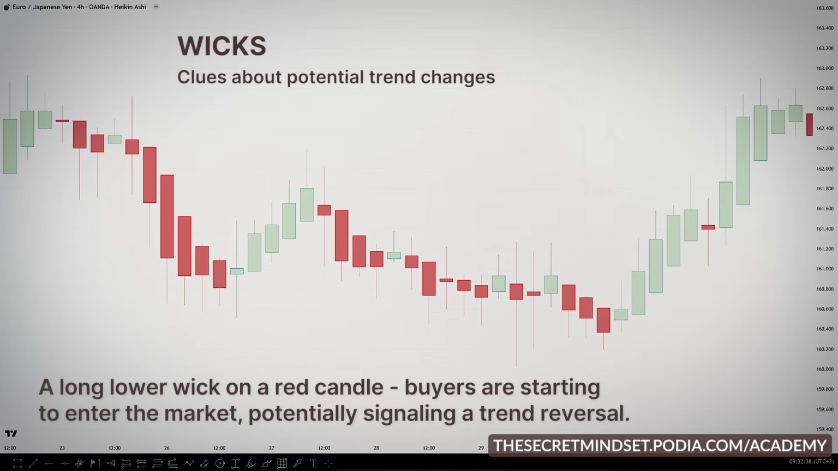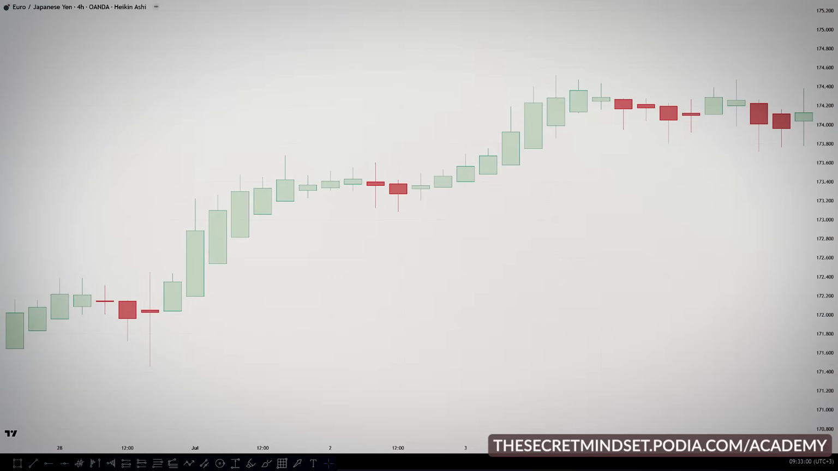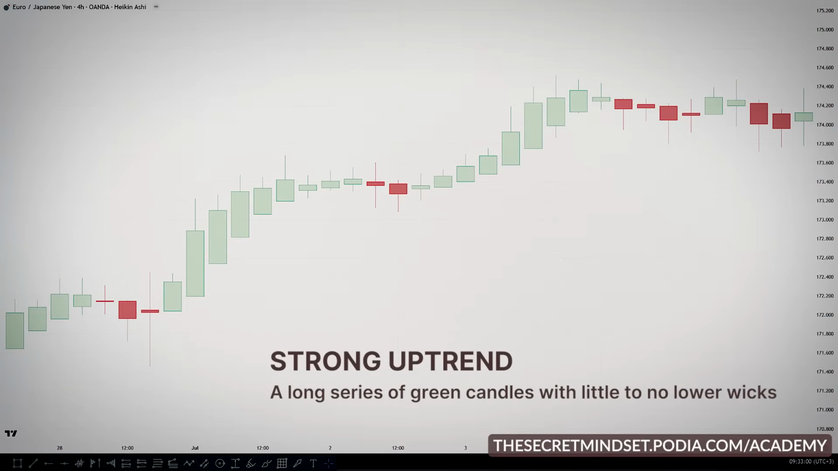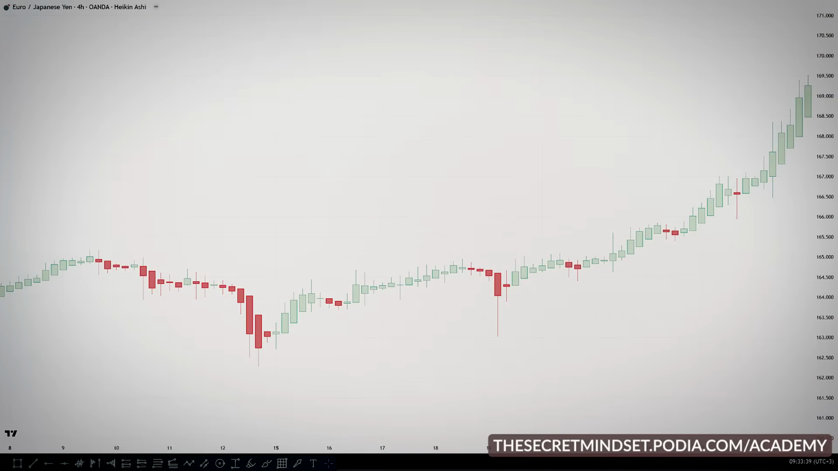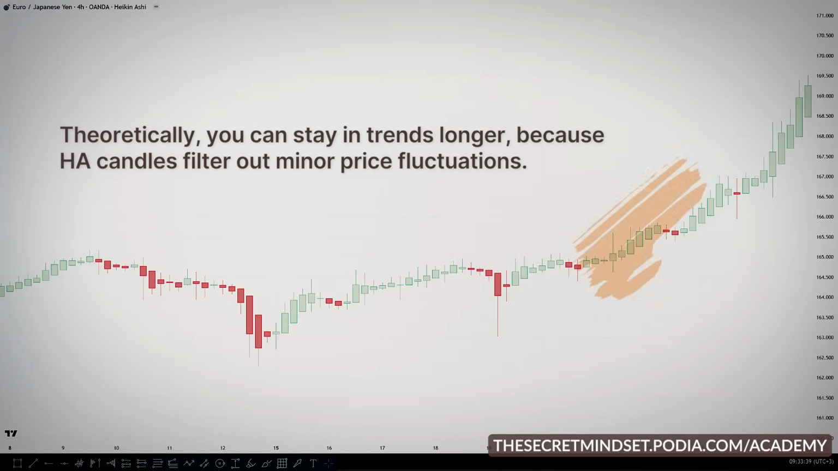A long, lower wick on a red candle might imply that buyers are starting to enter the market, potentially signaling a trend reversal. In a strong uptrend, you might see a long series of green candles with little to no lower wicks. This pattern is much clearer on a Heikin Ashi chart than on a traditional candlestick chart. Heikin Ashi candles can help you stay in trends longer because they filter out some of the minor price fluctuations that might shake you out of a trade too early.